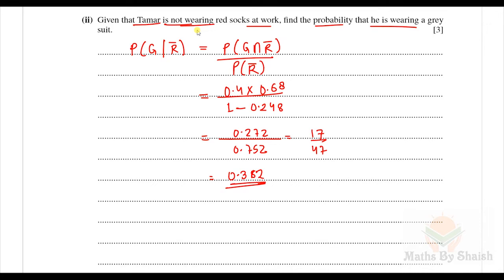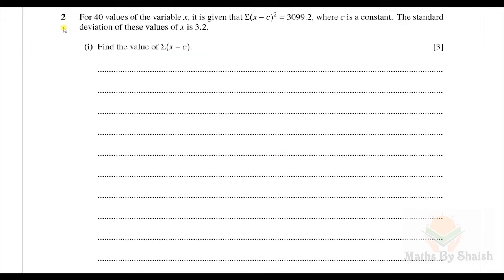Let's do the second question. Here's question number 2. For 40 values of the variable x, that is n is equal to 40 here, it is given that the summation of (x minus c) whole squared is equal to 3099.2, where c is a constant, and the standard deviation of these values of x is 3.2.